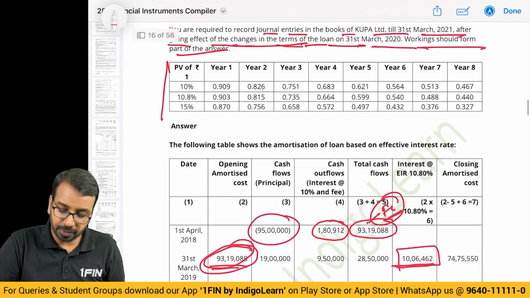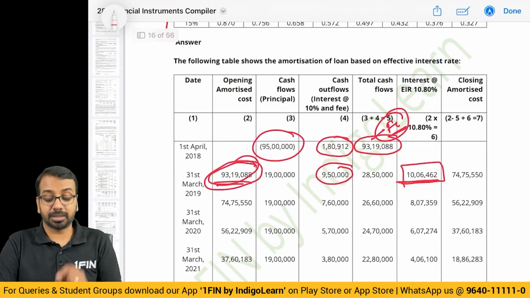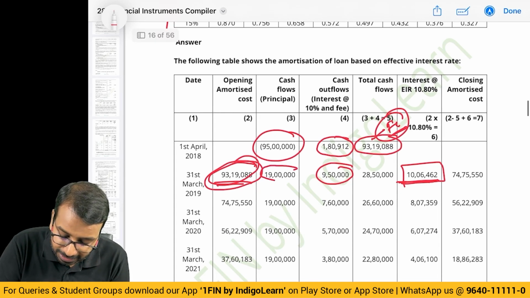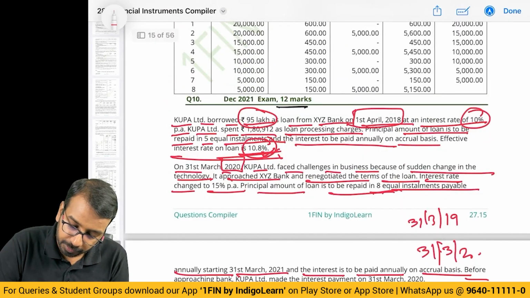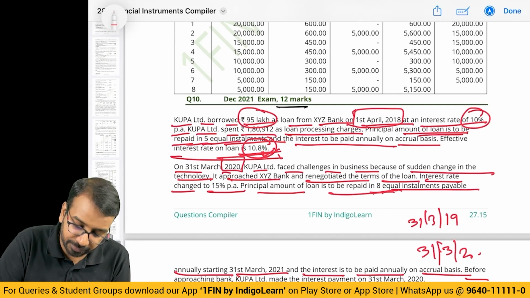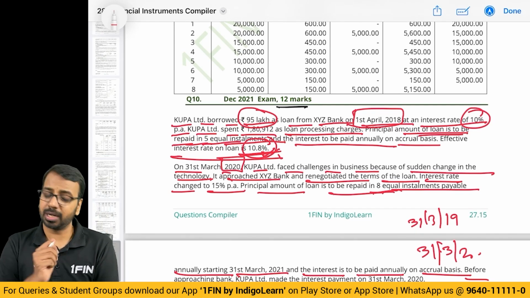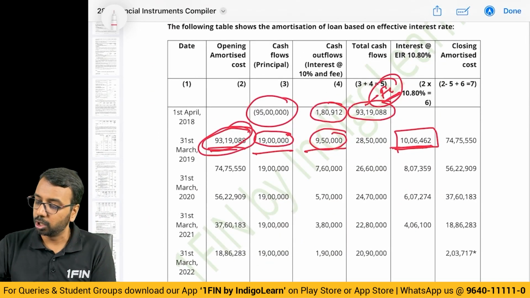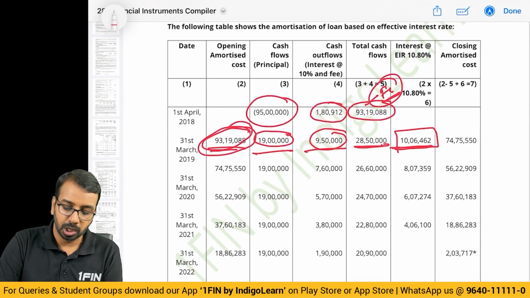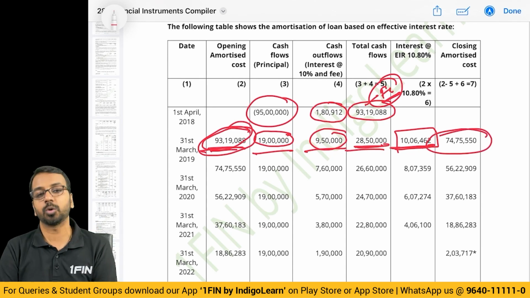So in the first year, they would pay 9,50,000 of interest, that is on 95 lakhs, and 19 lakhs of principal, because they have said loan is to be paid in 5 equal annual installments. So for 95 lakhs of loan, what will be paid in the first year? 19 lakhs. So how much is the cash flow? 19 lakhs plus 9,50,000. Total cash flow is 28,50,000. Opening balance plus interest minus cash flow or payment gives you the closing balance.